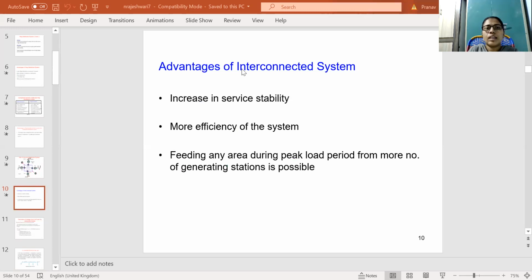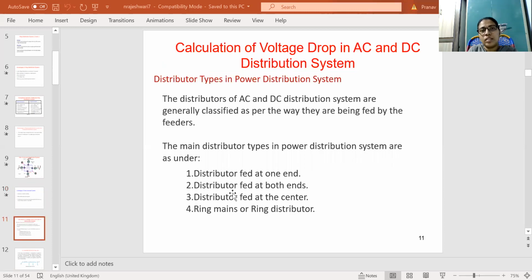So it increases service stability, and it gives more efficiency of the system in feeding any area during peak load periods also. More generating stations are possible in this interconnected system. So, coming to the calculation of voltage drop in AC as well as DC distribution systems.